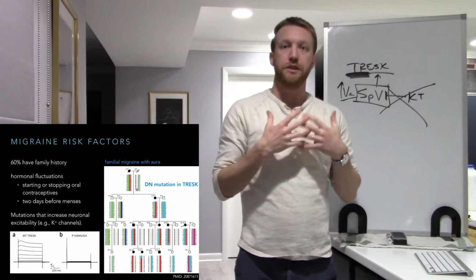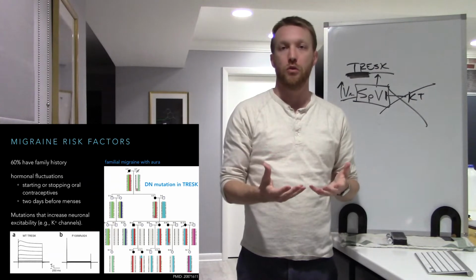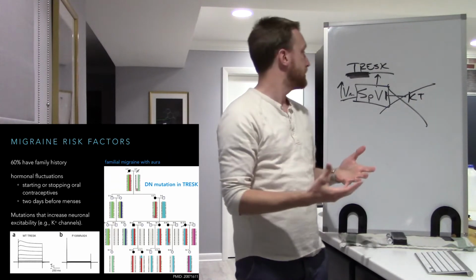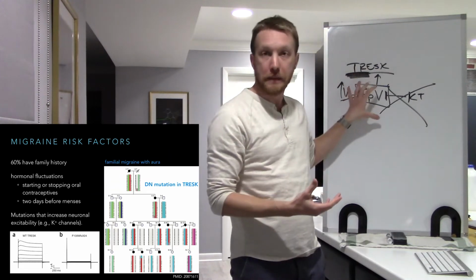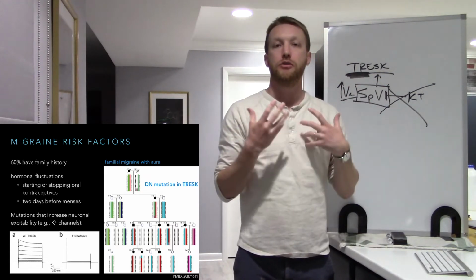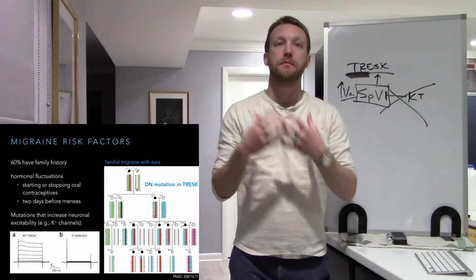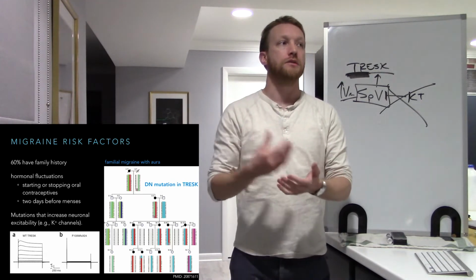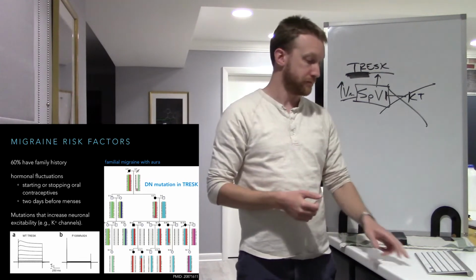There's also an association between fluctuations in hormones and migraine pain. So there's a number of things that are going to affect the activity of trigeminal neurons, and anything that makes them more active is going to stimulate migraine.